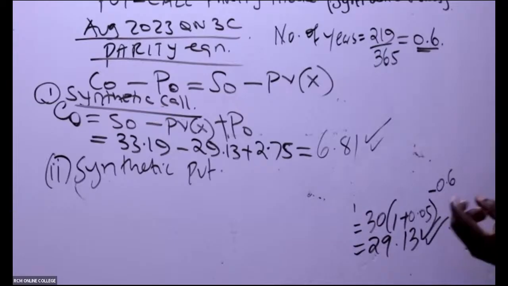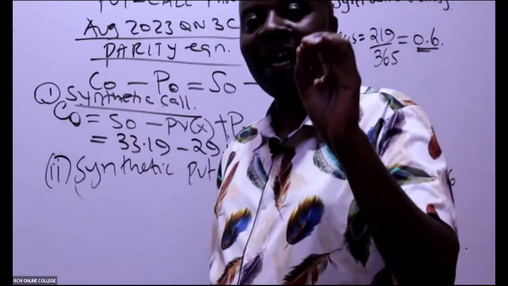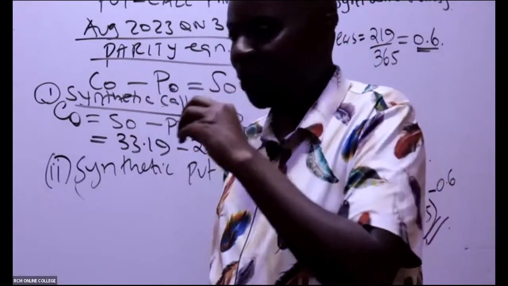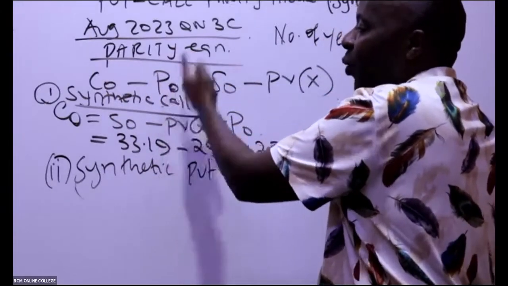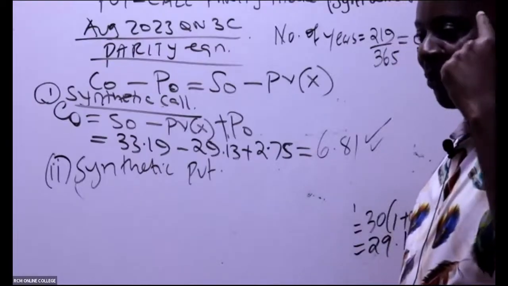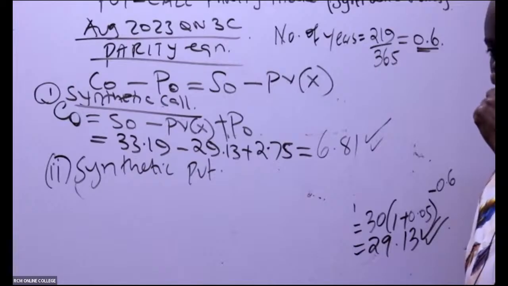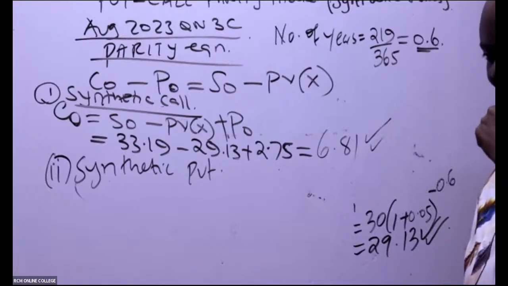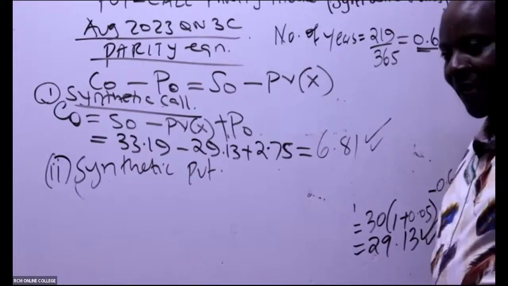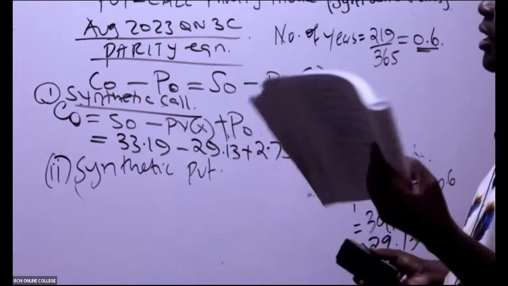So synthetic, whenever you want to get a synthetic asset, you must always go back to the call-put parity equation. And then now you make which one the subject? You make PO the subject of the formula. Is there somebody who was able to make PO the subject of the formula now? Not many. I cannot see many answers. So go ahead and make PO the subject of the formula.